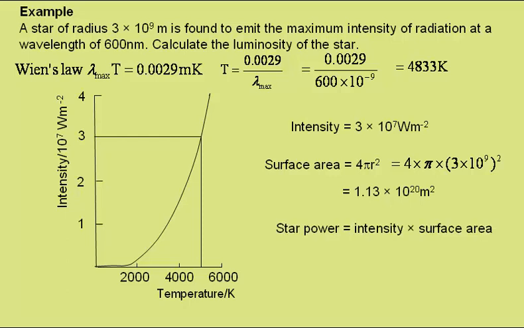The star's power is given by the intensity multiplied by the surface area. So we basically need to multiply this figure by this figure, which I've done here, to give a final power of the star of a massive 3.4 times 10 to the 27 watts.